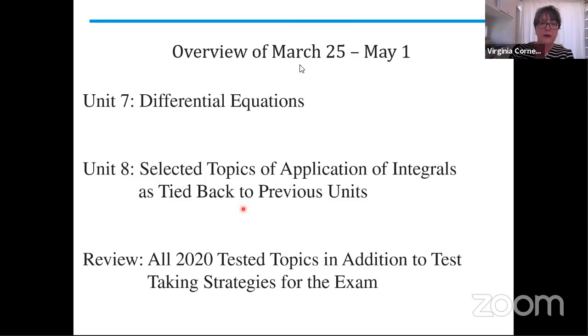That's exactly right. And then once we do those topics in Unit 8, we are going to review all of the tested topics in 2020, in addition to weaving in test-taking strategies for this exam, which is a unique exam because it's going to be online this year. We don't know much else, and we're going to know a lot on April 3rd, so we're going to know what you know when you know it.